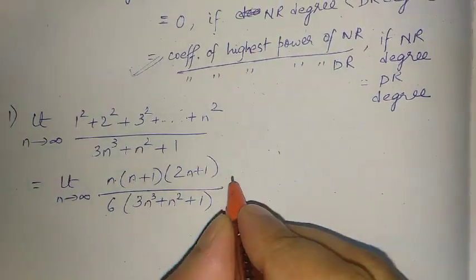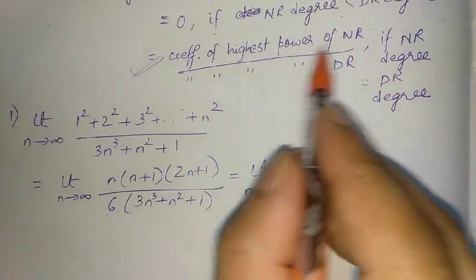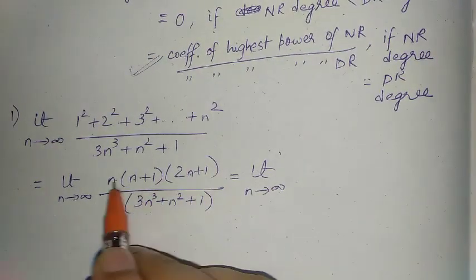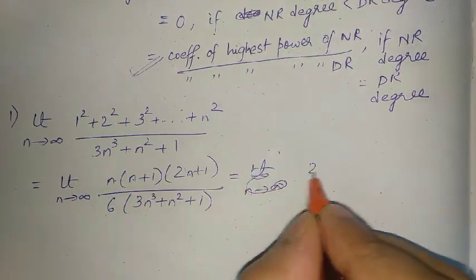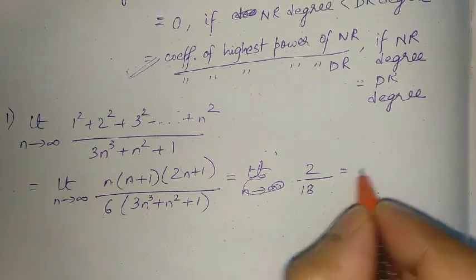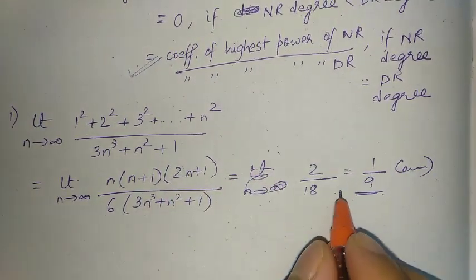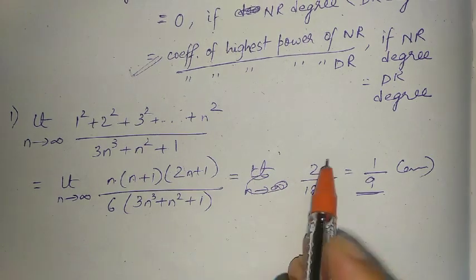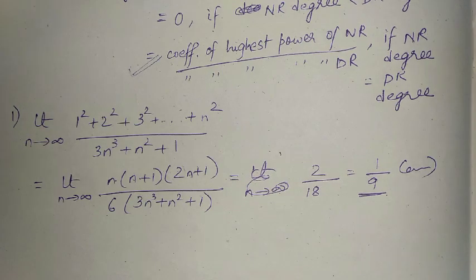After this, the next step is we will just divide the coefficient of the highest power of numerator. What will be the coefficient of n cube? 1 into 1 into 2, it is nothing but 2, divided by 6 into 3, 18. It is equal to 1 by 9. This is your answer. So you don't have to solve it completely, and you can solve the question in a shorter amount of time. Okay, so the next question is here.